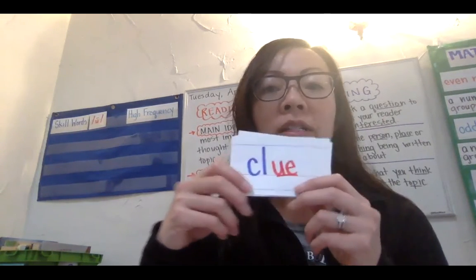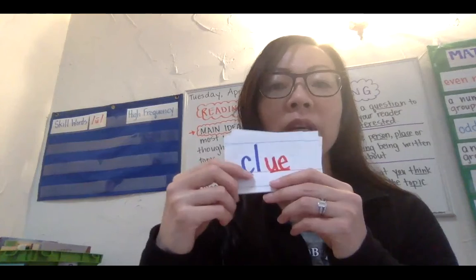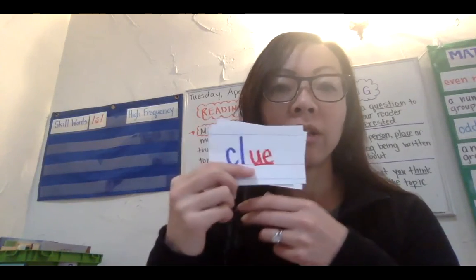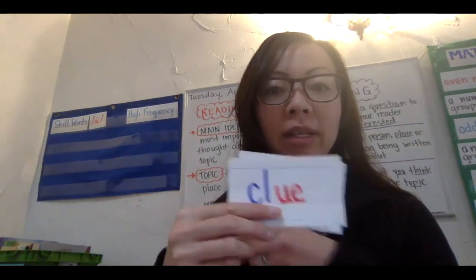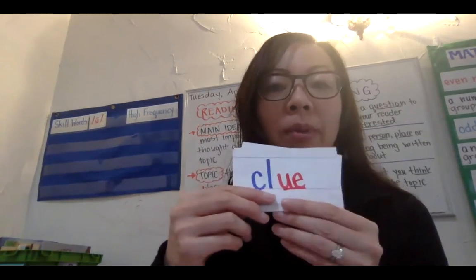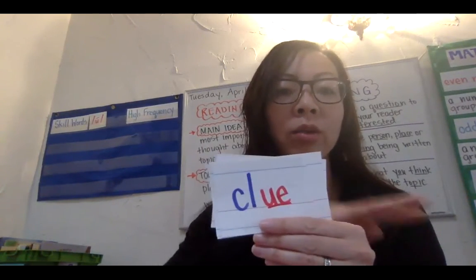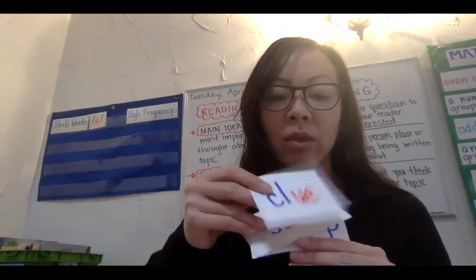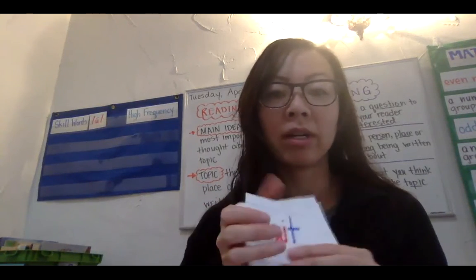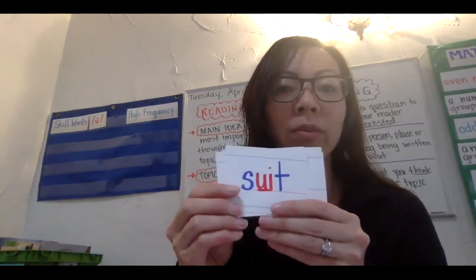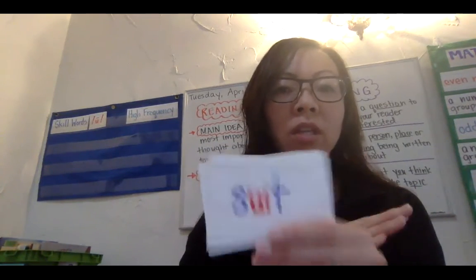All right, remember with our long U sound, it says you, and we want to be able to chop it out and then look at different ways that we can spell it. So let's chop out clue. Ready, go. K-l-oo, clue. Next word. This week we've been practicing suit. Chop it out with me. Ready, go. S-oo-t, suit.